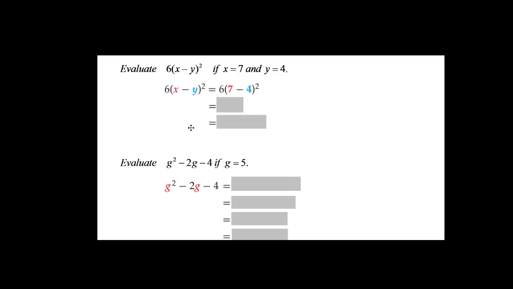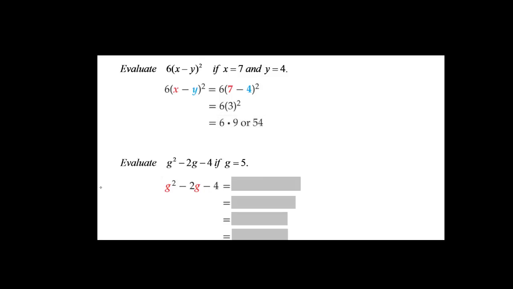Then we use our order of operations. Remember, the parentheses get done first. We have a subtraction in our parentheses, so we have to evaluate that first. 7 minus 4 is 3. Then we said we have to do exponents. Well, we do have an exponent here. 6 times 3 squared. 3 squared means 3 times 3, which is 9. So we have 6 times 9, which is 54.